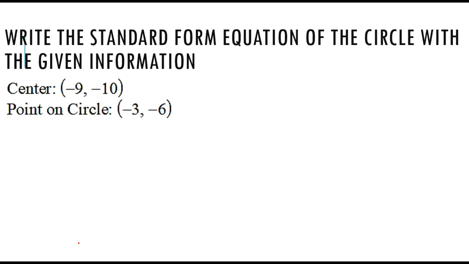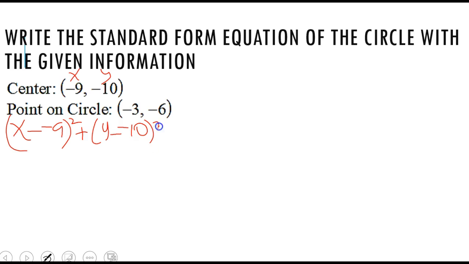And here you're given the center and a point on the circle. We don't have the radius, but let's write what we use. First of all, we'll go x minus, so we know the center is going to be negative. This is your x, this is your y. It's going to be -9 squared plus y minus -10 squared equals whatever radius we're going to find.